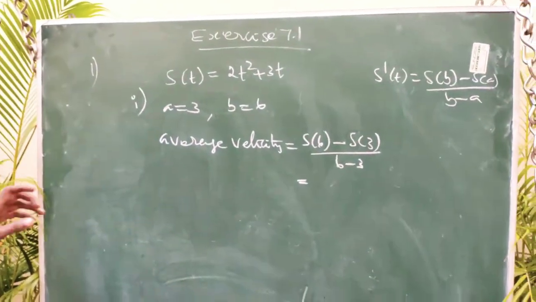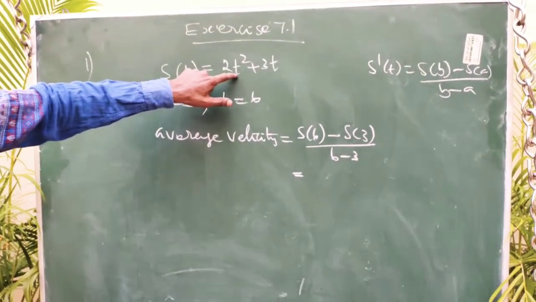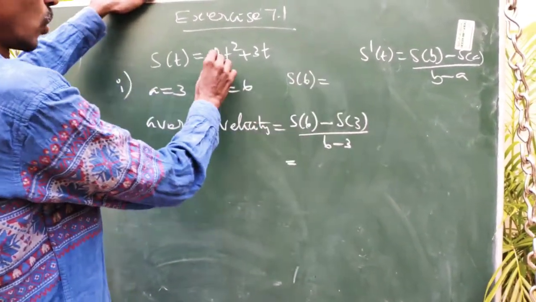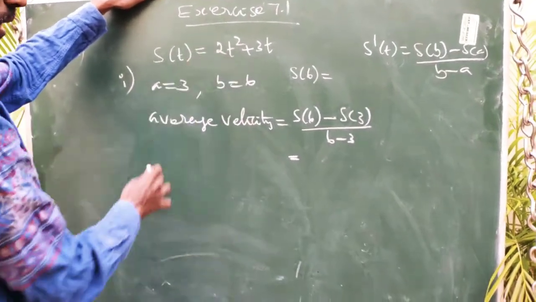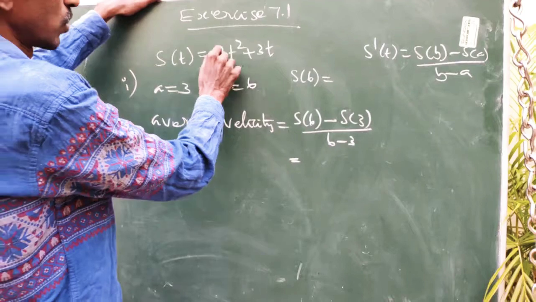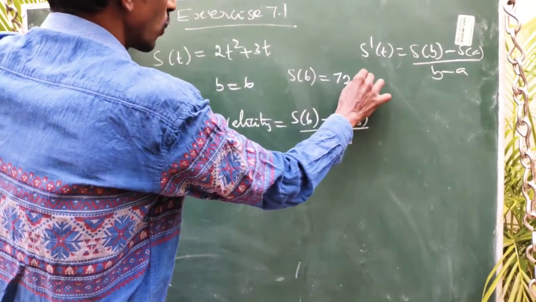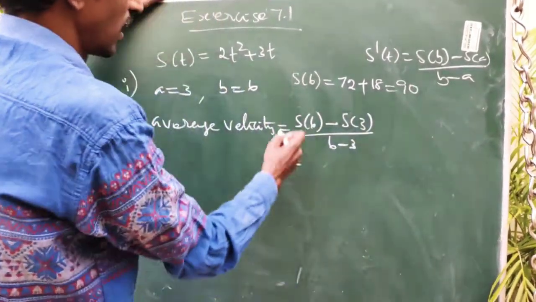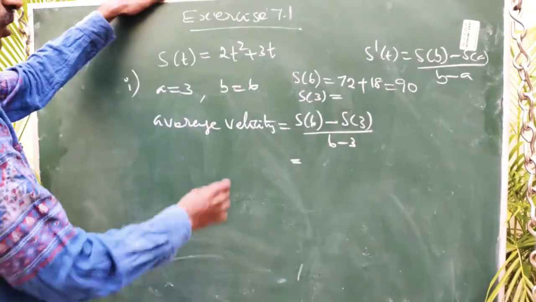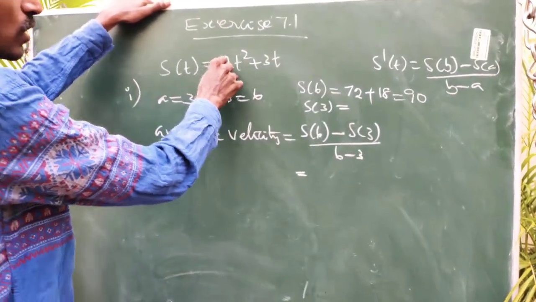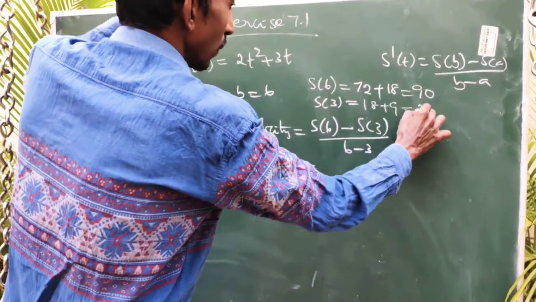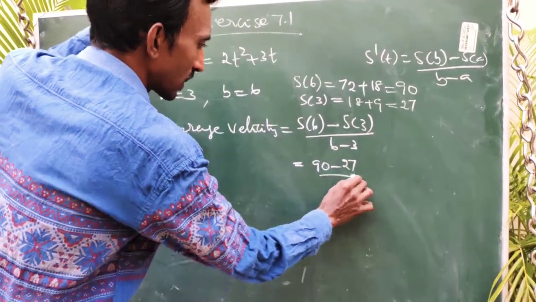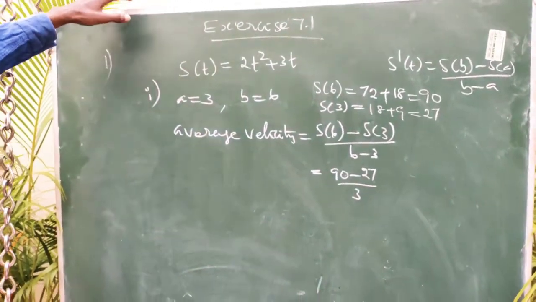So s of 6 means put t equal to 6 here. If you want you can find out separately. So 2 into 36, 6 square. So 2 into 36, 72 plus 6 into 3, 18. So we are getting 90. Similarly, find out s of 3. So 3 square is 9. 9 into 2, 18 plus 9. We are getting 27. So put the value here. So 90 minus 27 by 3. So what is 90 minus 27?